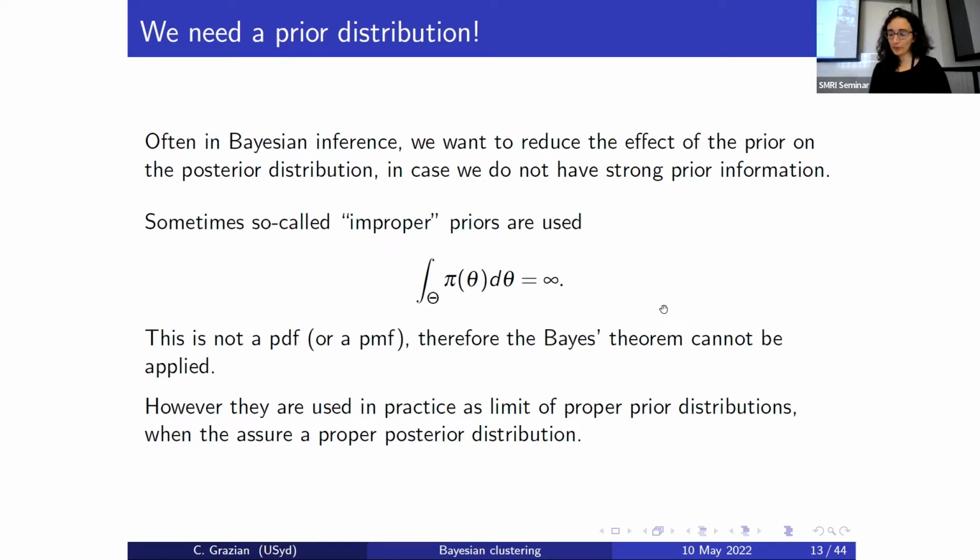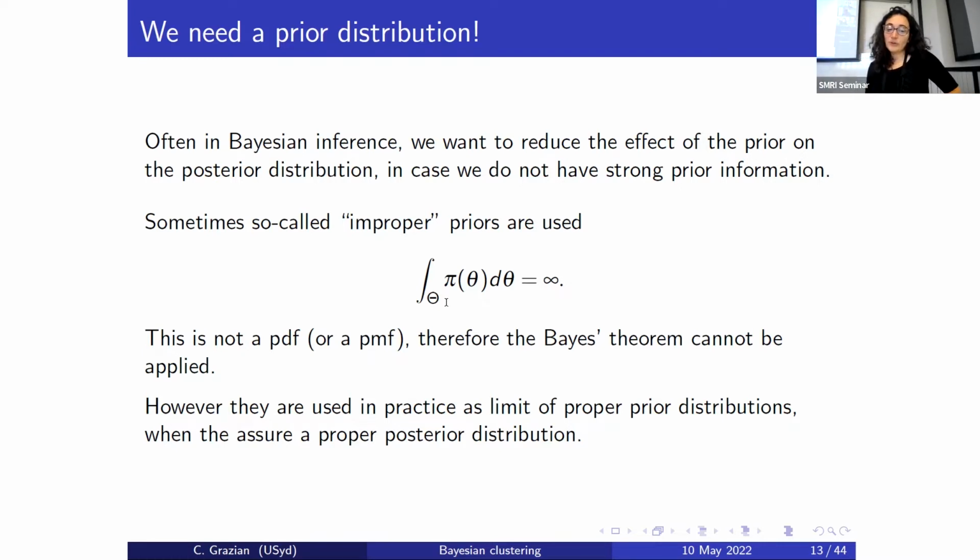An improper prior is a distribution which doesn't integrate to one. So it's not really a distribution. And given that it's not a distribution, you can't really apply the Bayes theorem for densities because it's not a density.